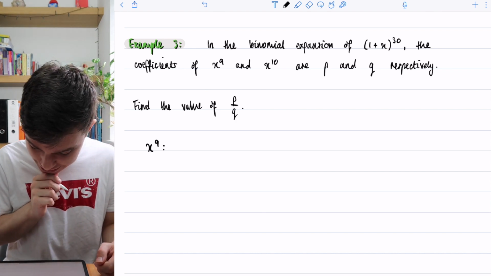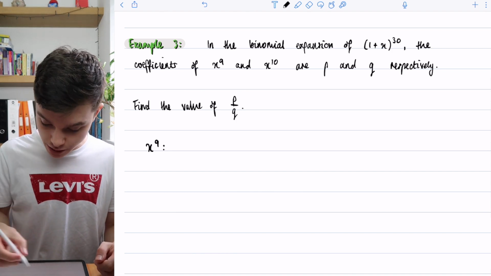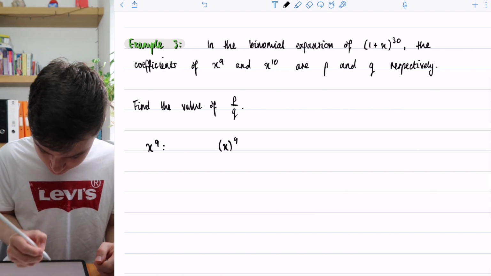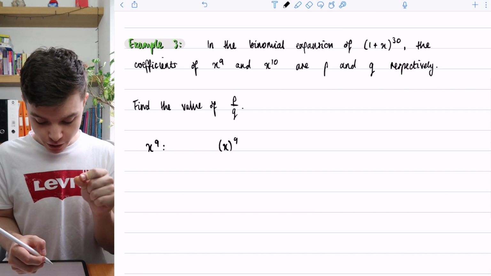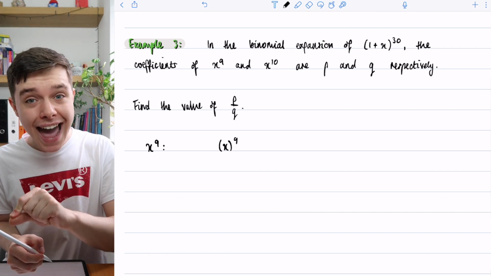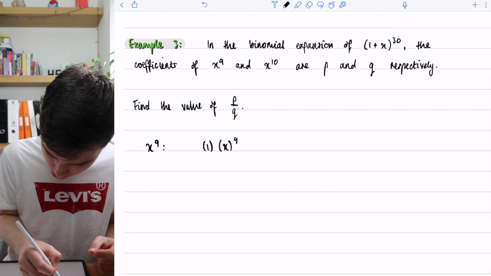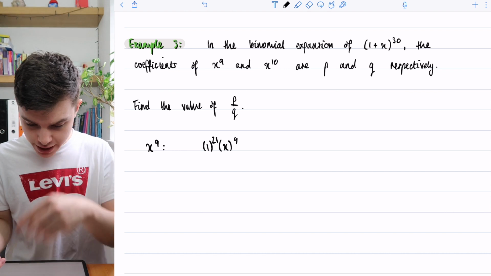X to the 9 is going to be given by, well, we're going to need an x to the 9, so we're going to need the second term, x to the 9, like that. The first term has to have a power that when we add it to the power on the x, it gives me the power on the bracket. So we're going to have 1 to the, and let's think about this, 21, I think.